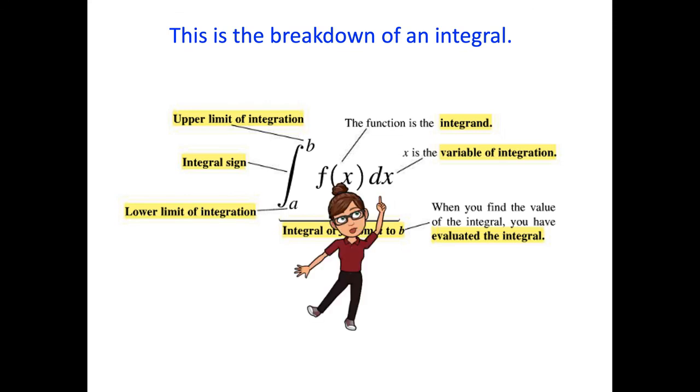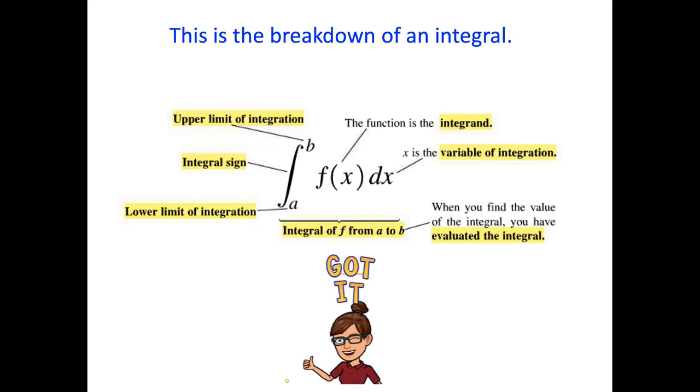The x in that dx there is the variable of integration. It is important that the variable in your integration matches the variable in your function. They have to be the same. So in this example, I have f of x, so then you have dx. If your function says f of t, then your variable of integration needs to be dt. Okay, they need to match. This is the integral of f from a to b, and when you evaluate the integral, that means you get out an output or an area under your curve.